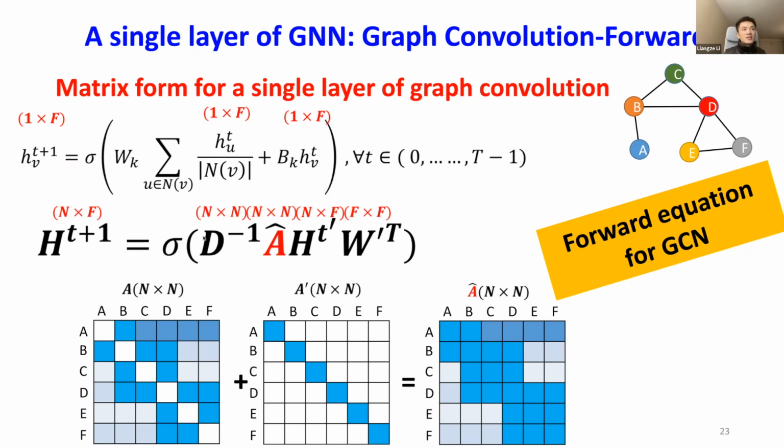The story is that we start with a representation of the entire graph, right? Think about H. H basically means the representation for an entire graph because it has n rows and f columns, right? So we start with H_t, meaning the representation of the graph at time t, and we arrive at H_{t+1}, which is the representation of the graph at the next time step.